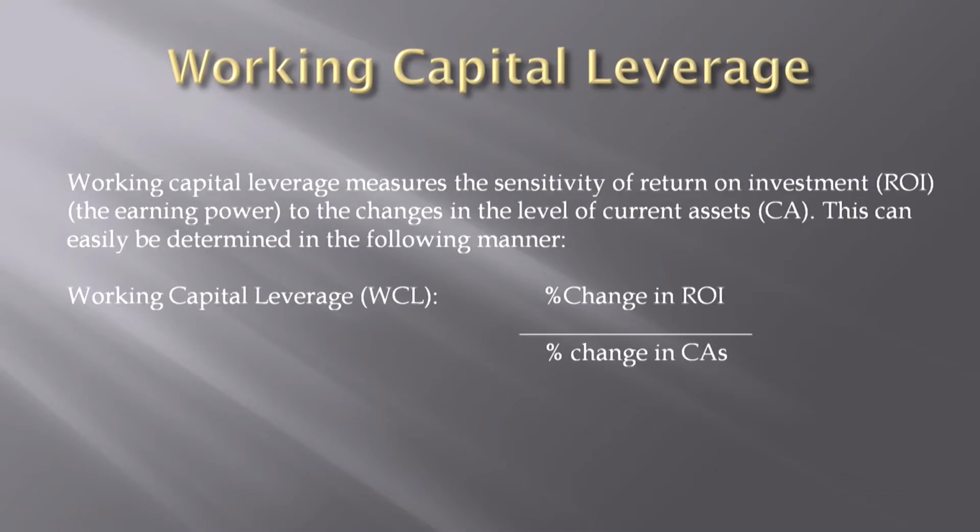So, what is the working capital leverage? Percentage change in ROI divided by the percentage change in current assets. If you have a given level of current assets in any firm, and you decrease the level of current assets from the given level, what will happen? Keeping the total assets same, when the level of current assets goes down, certainly the level of long term assets or fixed assets will go up. Long term assets or fixed assets are more productive as compared to current assets.